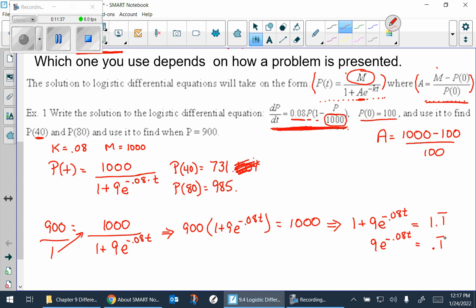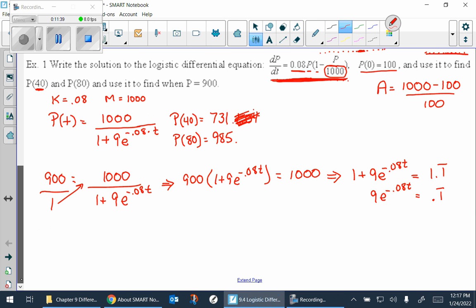all right, well, this is an interesting quest for the value of t. Now, you know what? If the population's 900, that falls in between 731 and 985. So I better get an answer that's somewhere between 40 and 80. If I don't, well, then I got a problem. I would think I would divide by 9.